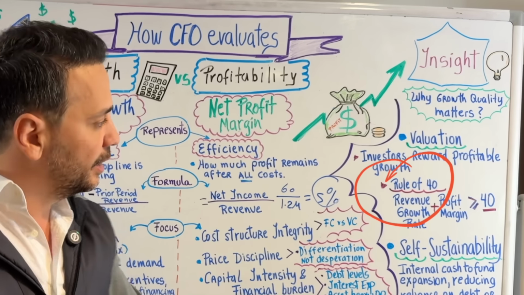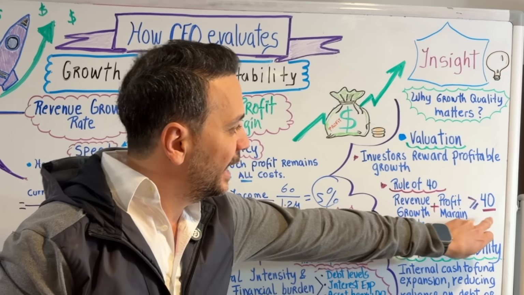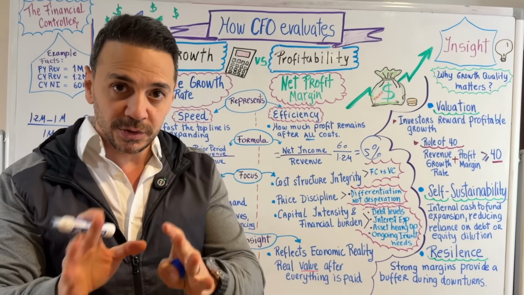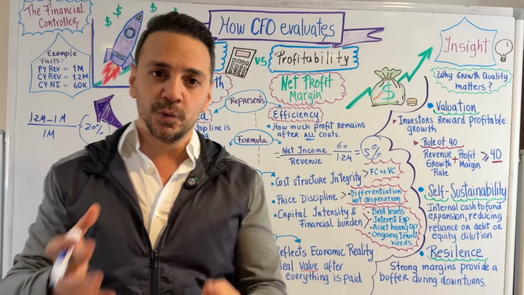What is the rule of 40? The rule of 40 says revenue growth rate plus profit margin needs to be as close as possible, and maybe hopefully even more than 40. That's why we call it the rule of 40.